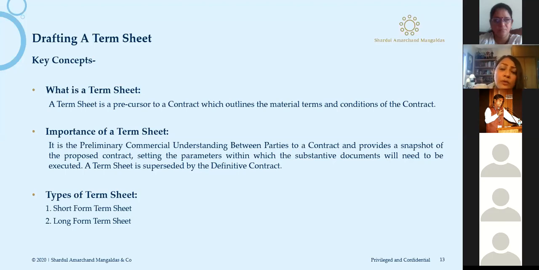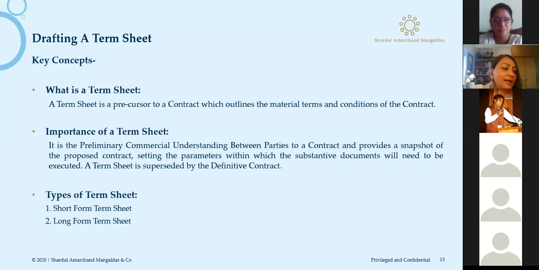Earlier, term sheets were also called memorandums of understanding. And it was just that, a documentation of an understanding. So the term sheet needs to very clearly set out, as also an MOU needs to set out, whether it is binding or not, because otherwise it's only a broad understanding. So we have to be careful on that.